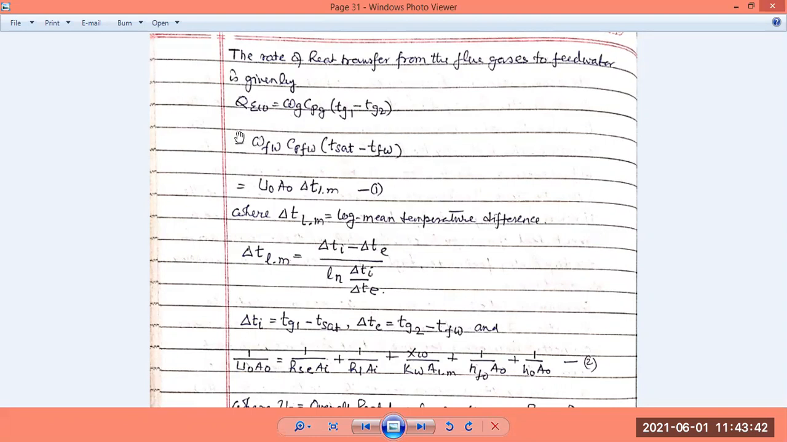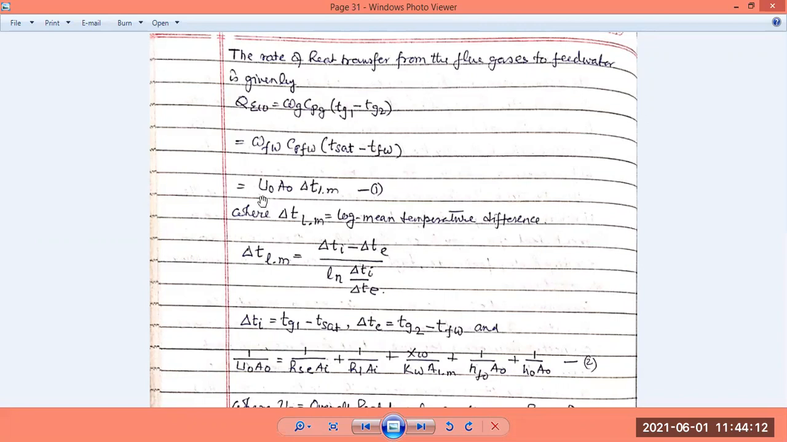This can be said as: omega, the specific weight of the gas, equals the specific weight of the feed water and the specific heat of the feed water, multiplied by the saturation temperature minus the temperature of the feed water at the inlet.